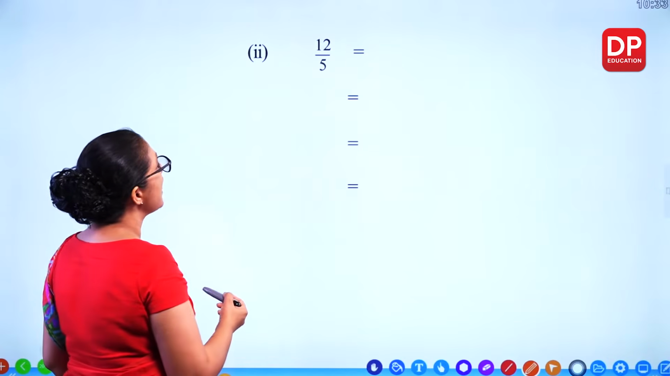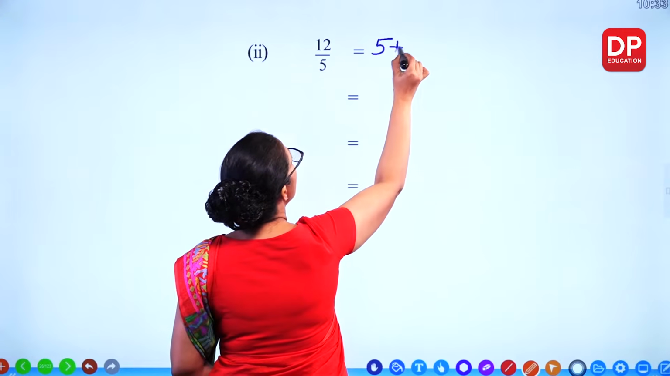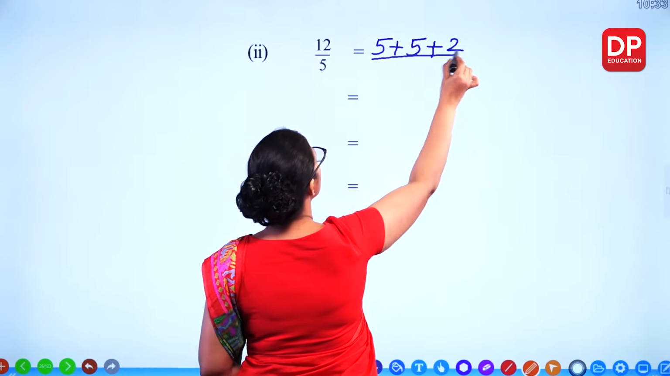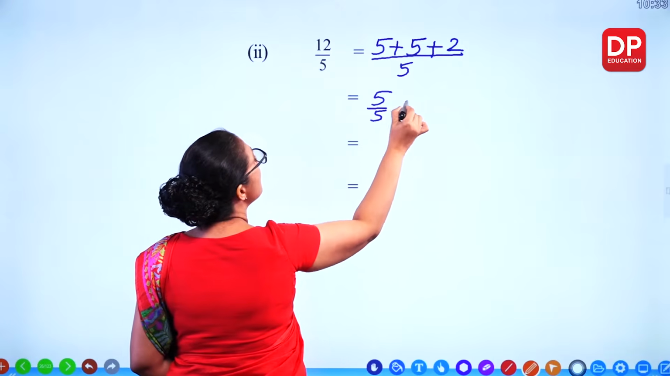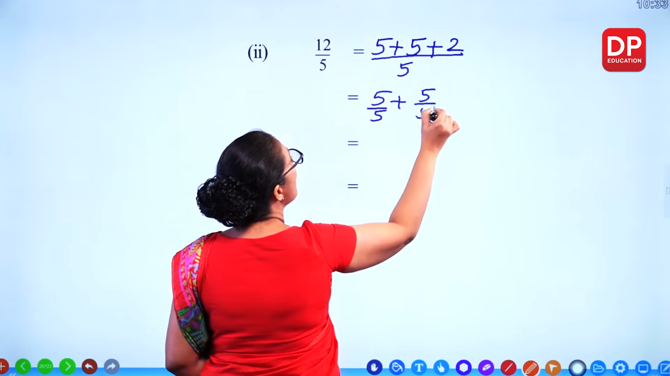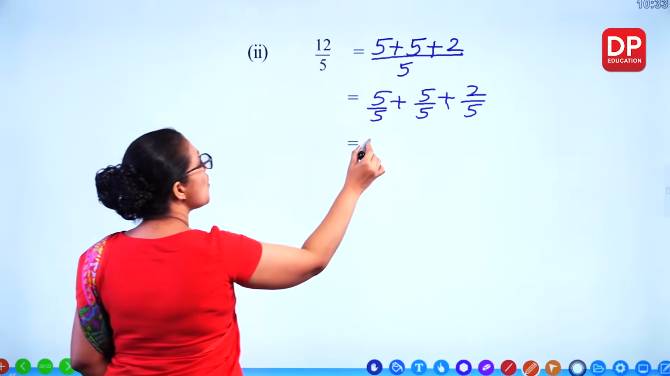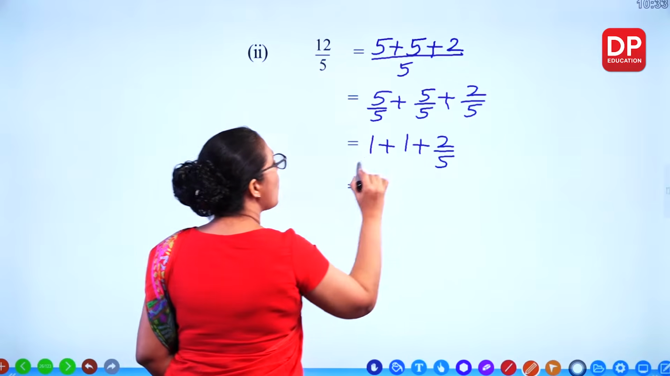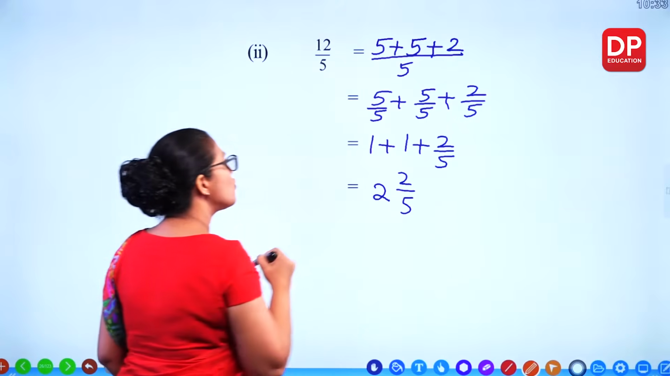12 over 5 I can write. How many 5s? I can write 5, 5, 10 and then 2. Then divide. 5 over 5 plus 2 over 5. 5 over 5 is 1. 1 plus 1 plus 2/5. 1 and 1 becomes 2 and 2/5.